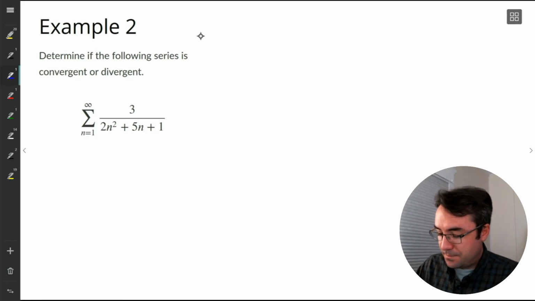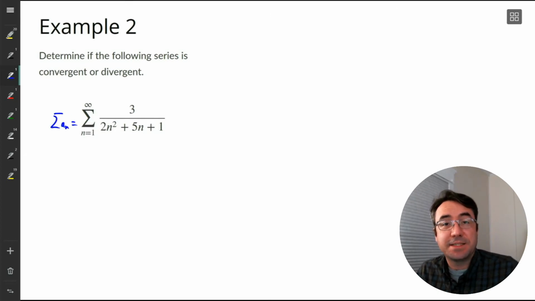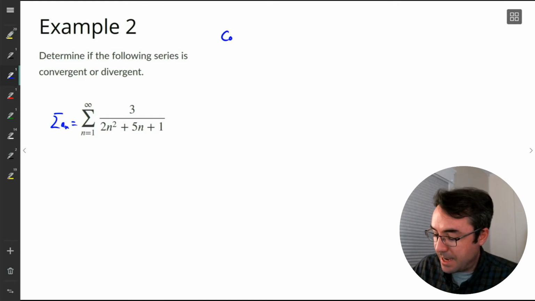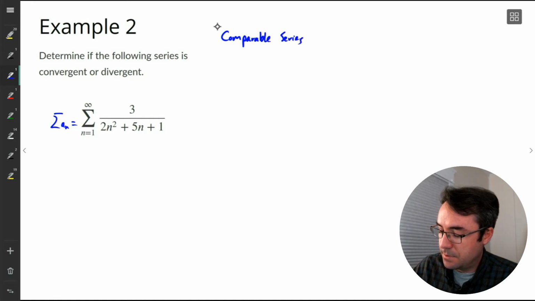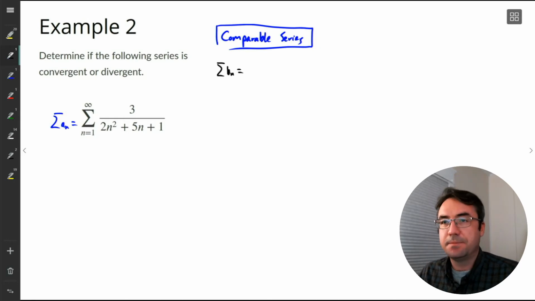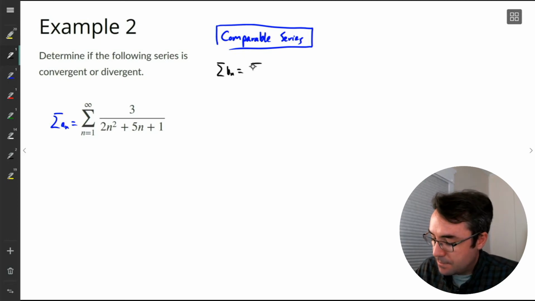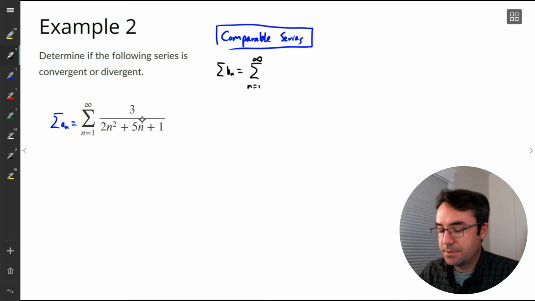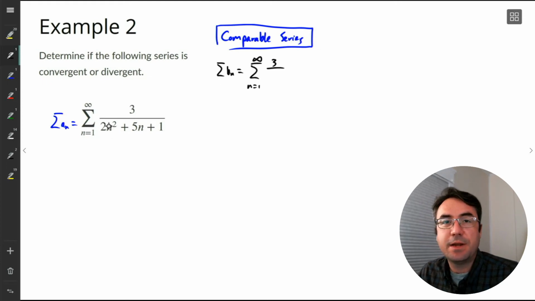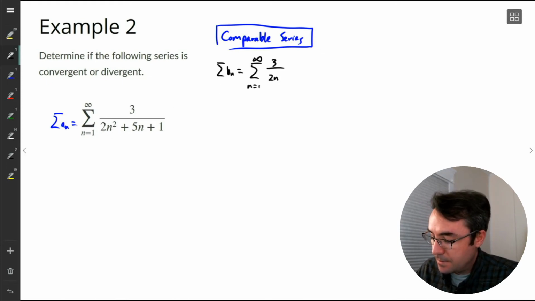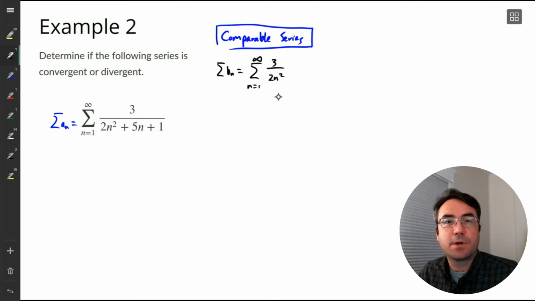So first step, we're going to call this just sigma a_n. This is the one we're testing. And the first step is to find our comparable series. What are we going to compare this to? We call that sigma b_n. And the way we do it is, again, kind of similar. We're looking for the dominant terms. The dominant term in the numerator is 3. The dominant term in the denominator is this 2n squared. And there we go. That's going to be the series we compare this to.